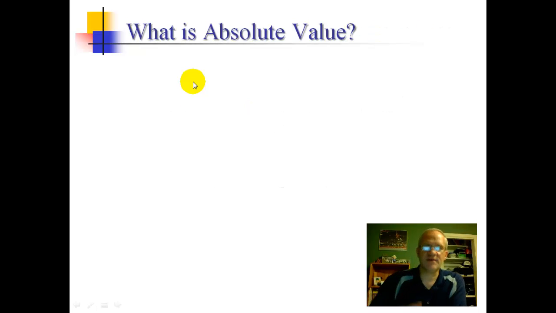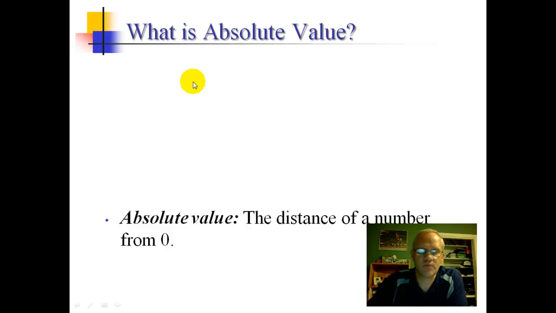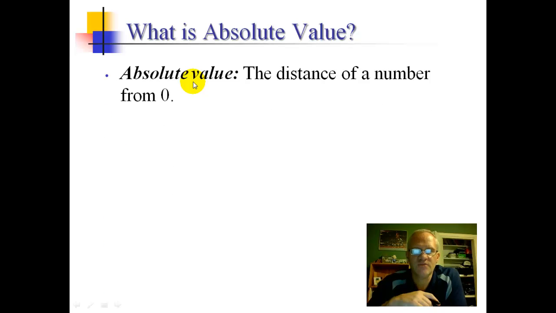Alright, so first of all, what is absolute value? You may know a few of these things, but let's take a look. First of all, absolute value is the distance of a number from zero. It doesn't matter what direction it is. If something is 5 units away from 0 in the positive direction, that would be at the number 5 on the number line, it has an absolute value of 5. If it's at -5, that is also 5 units away, so its absolute value is also 5.